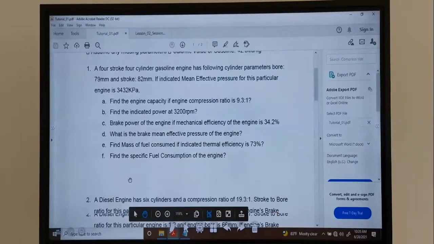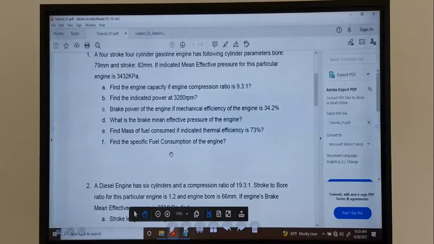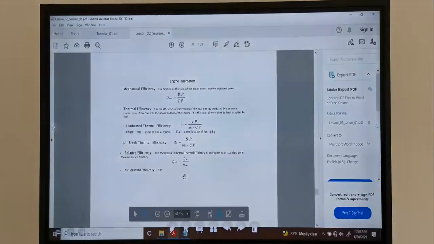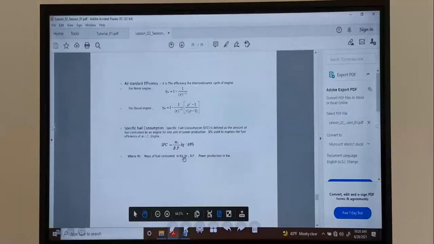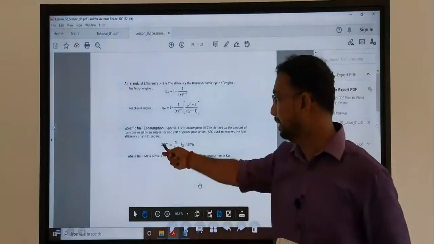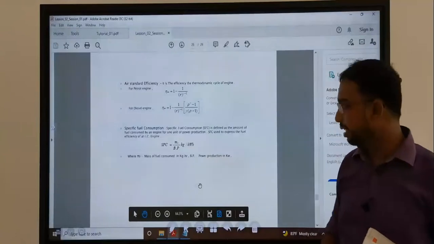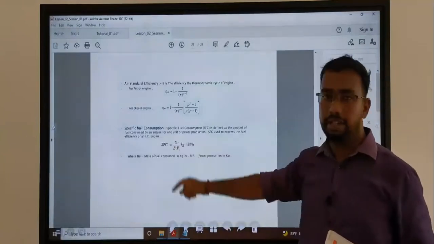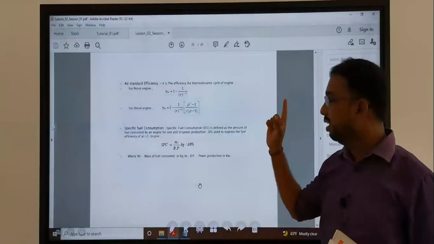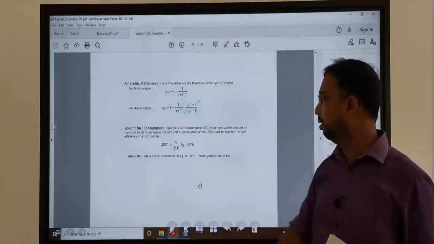Now the next question is, find the specific fuel consumption of the engine. What is specific fuel consumption? Here you can see SFC, this means specific fuel consumption. So the equation, mass of fuel consumed, MF, we already found, and BP we know.